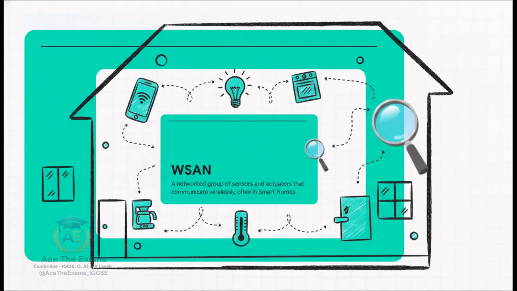Moving indoors, when we network all these sensors and actuators wirelessly in a house, we get a WSAN, or a wireless sensor and actuator network. This is the whole foundation of the modern smart home and the Internet of Things. It's what allows you to remotely switch on your oven or kick on the central heating from your smartphone while you're still sitting at the office.